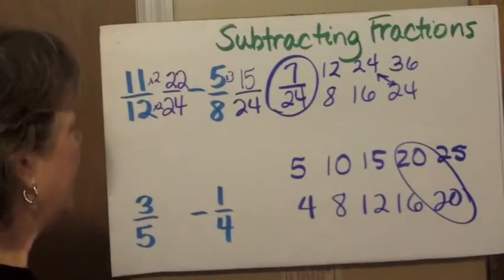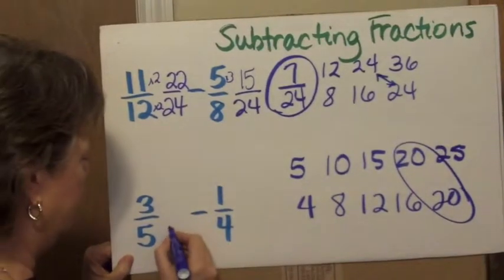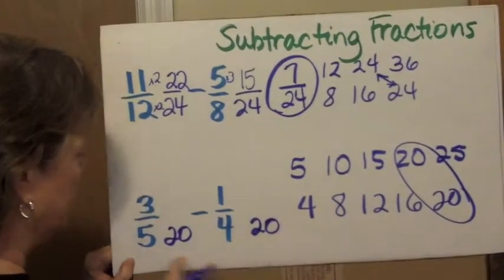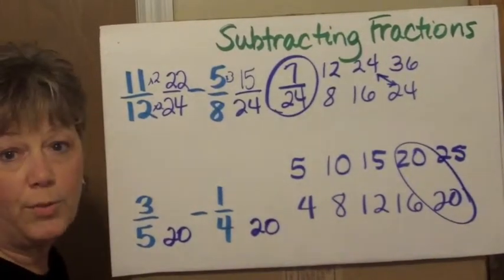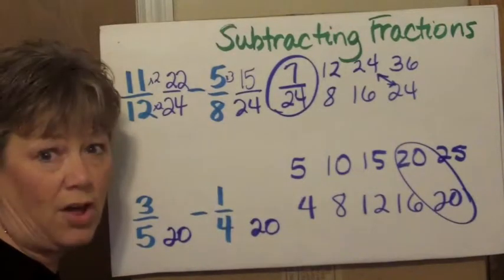Okay? Now, my new denominator is 20. And some of you are saying, well, gee, if I just multiplied 5 times 4, I would have gotten that. That is a way, if you don't have a lot of time.